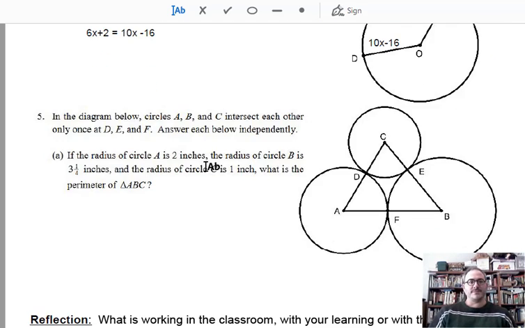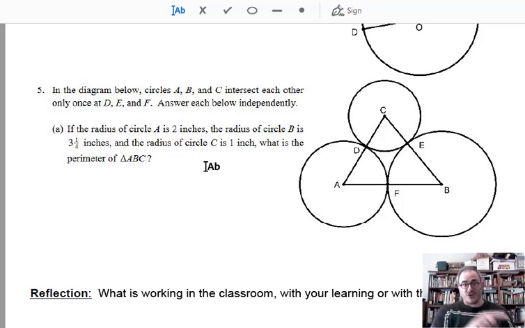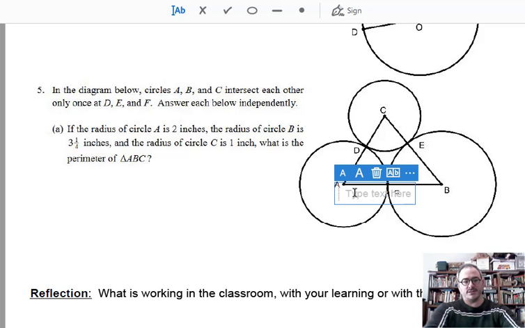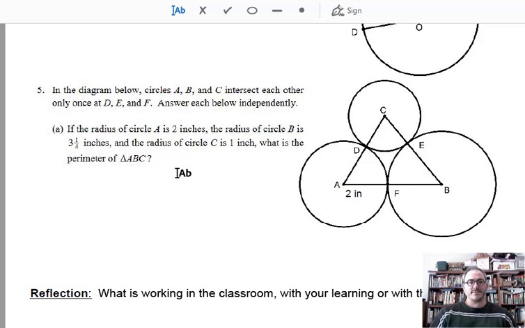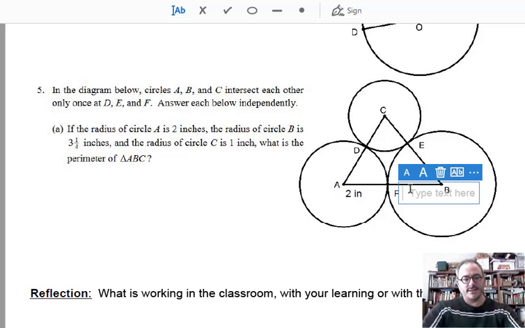All right, moving on. You might need to go back a second and pause it and give yourself time to finish that. In the diagram below, circles A, B, and C intersect each other only once at D, E, and F. So all these circles intersect each other only once at D, E, and F. If the radius of circle A is 2 inches, and the radius of circle B is 3 1/4 inches.